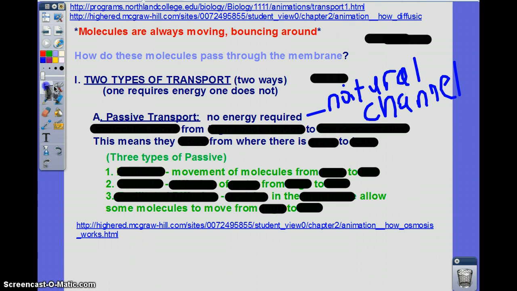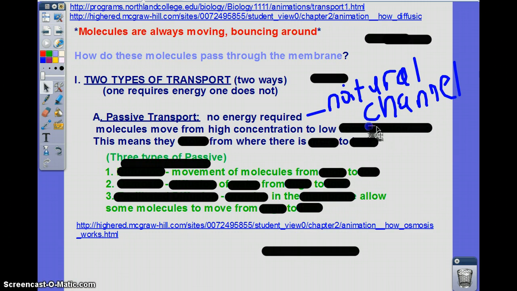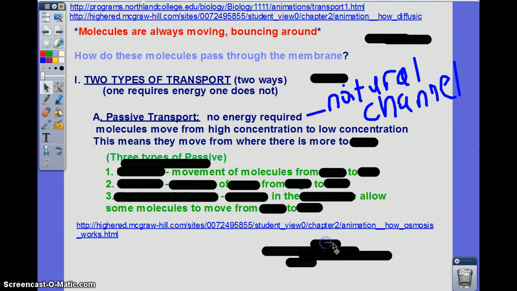Anybody know in which direction that is? Inside to out. Nope. That's a good thought. Sometimes passive is from out to in. Why? What are molecules seeking? Electrons, so they go inside the cell. Yes. So where are they going to move? From where there's a high concentration of molecules to where there's a less concentration. That means from more to less.